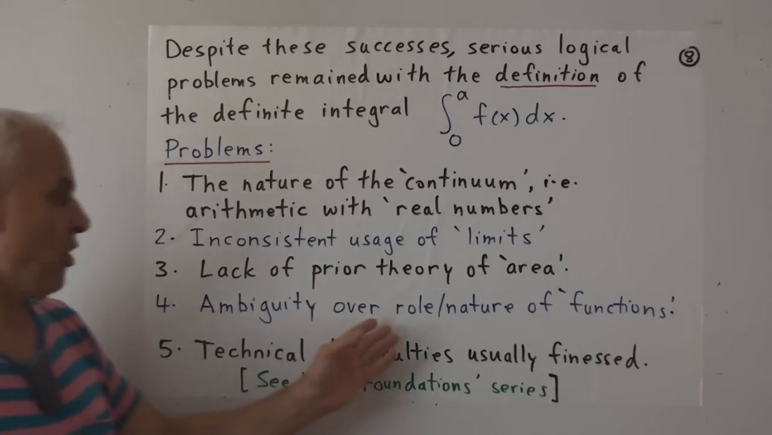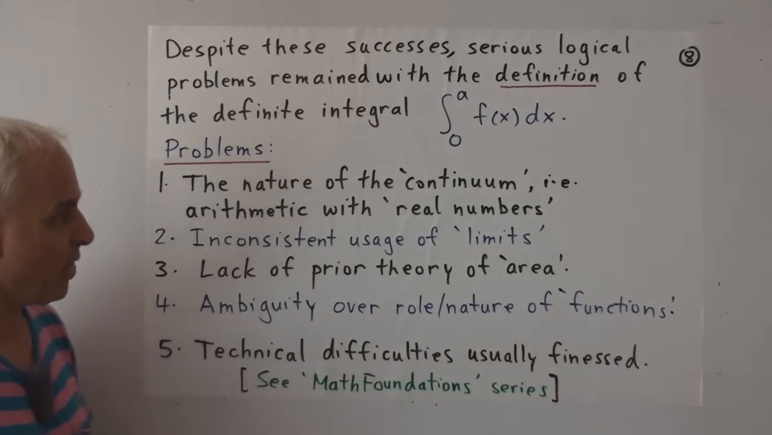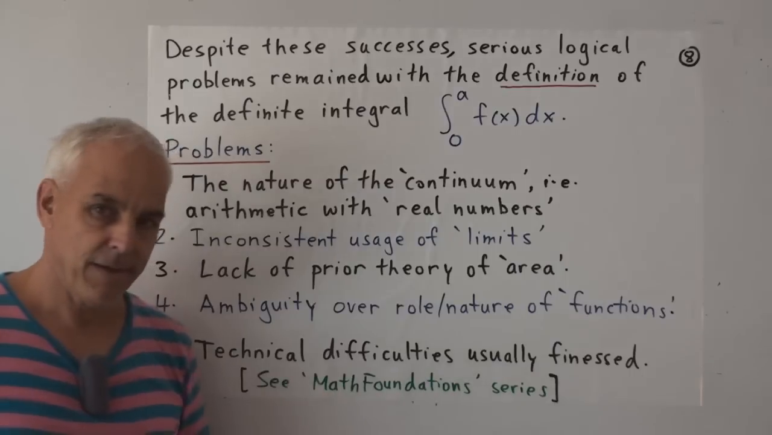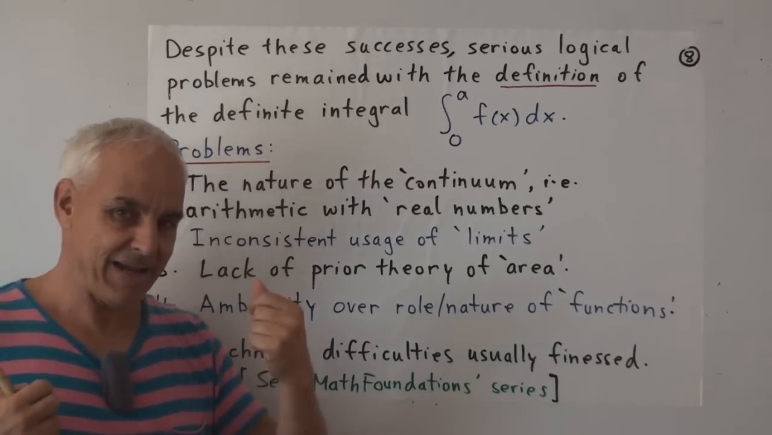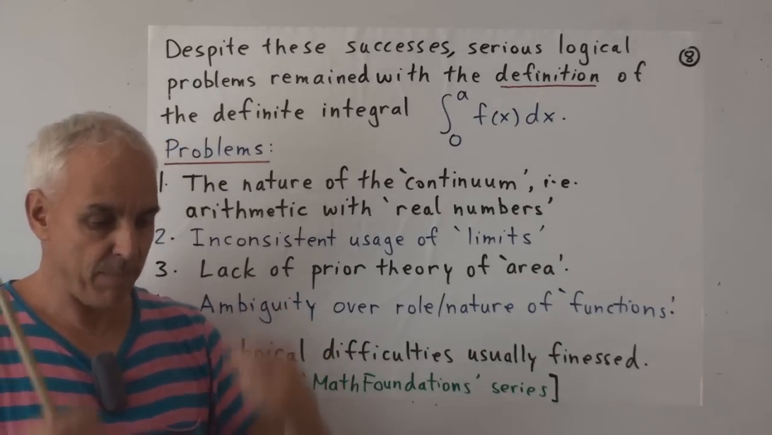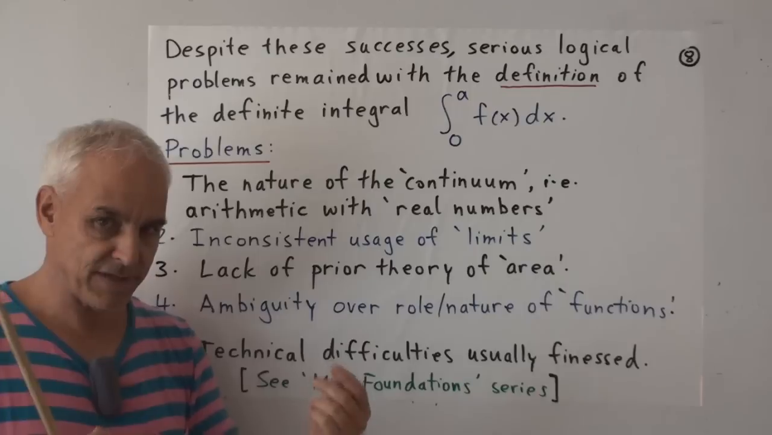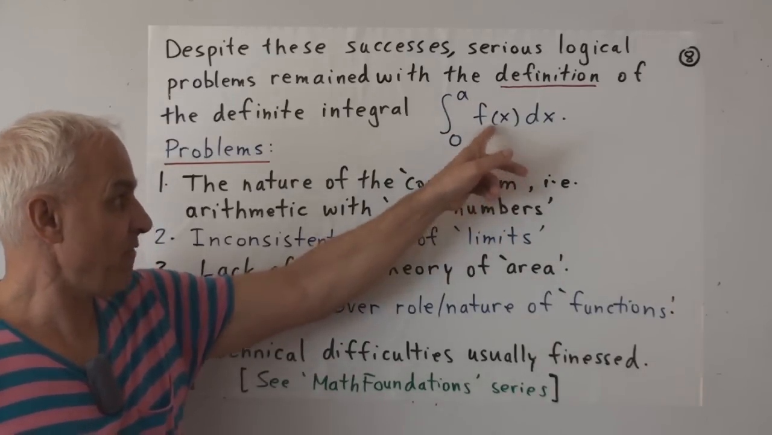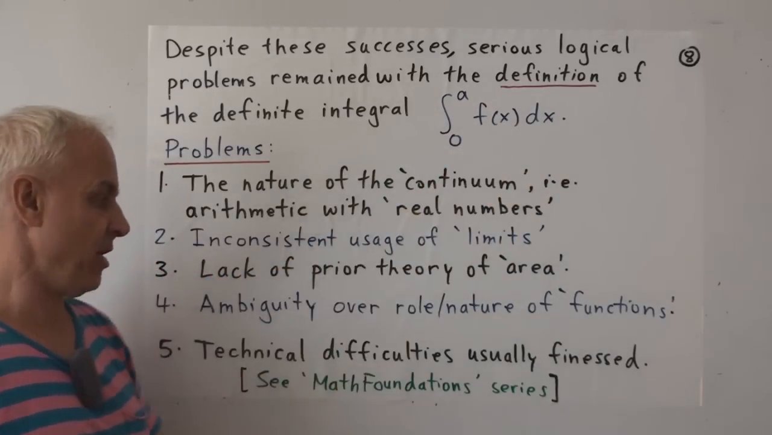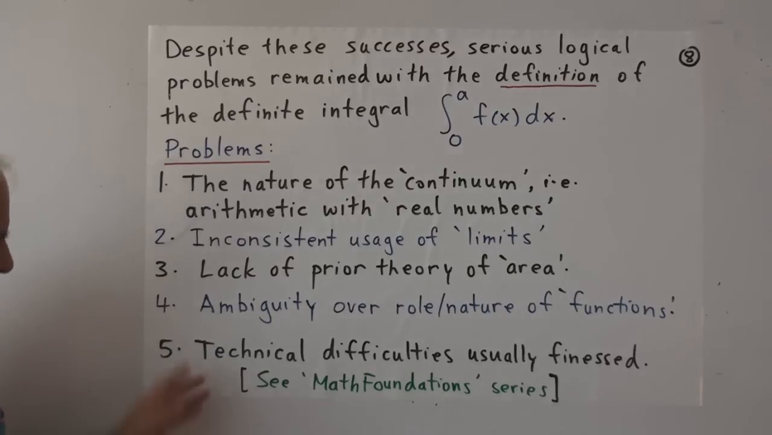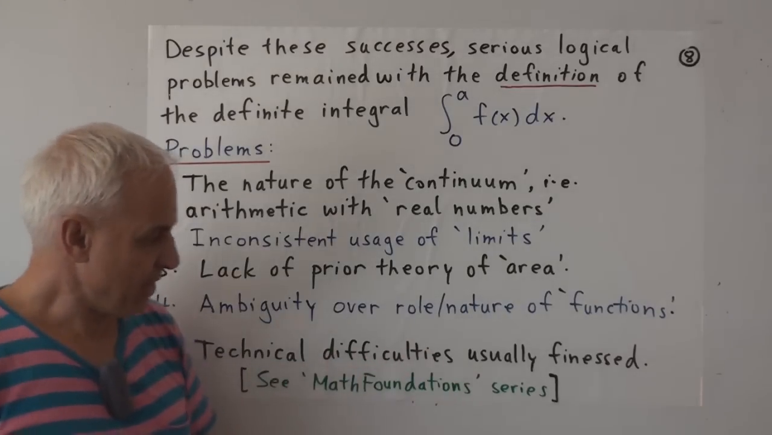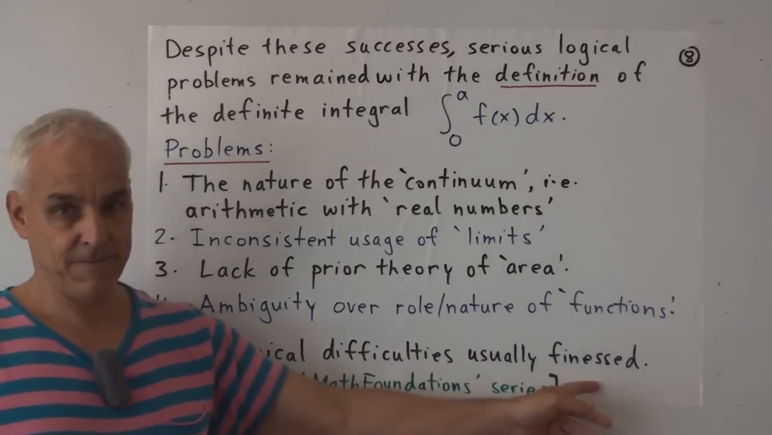Then there's ambiguity over the role and nature of functions. We write down things like f of x. We don't actually say, well, what exactly is a function? Computationally, in terms of computer science and programs, what kinds of programs are we allowing here and what kinds are we not? And then there are all kinds of technical difficulties which are usually finessed.